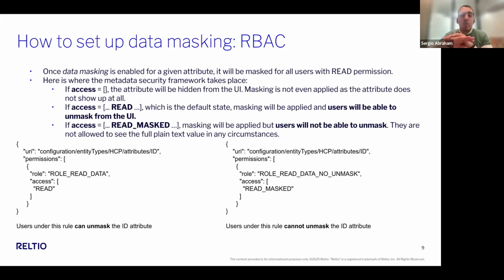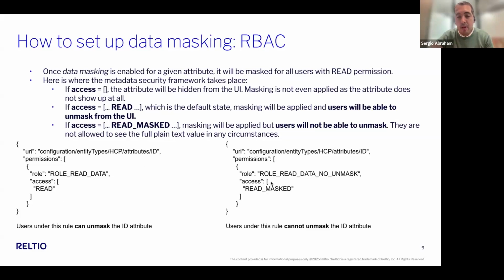You can hide the attribute completely from the screen. This is something we support already. So if you define the attribute in metadata security without access for a given role, it means that role will not be able to see the attribute at all. But we have requests from customers saying, we do want to see that there is an attribute, but we don't want to see the value. So now, if you enable masking for the ID attribute in this scenario, people with role read data will see it masked, but as they have the read permission, they can unmask it.